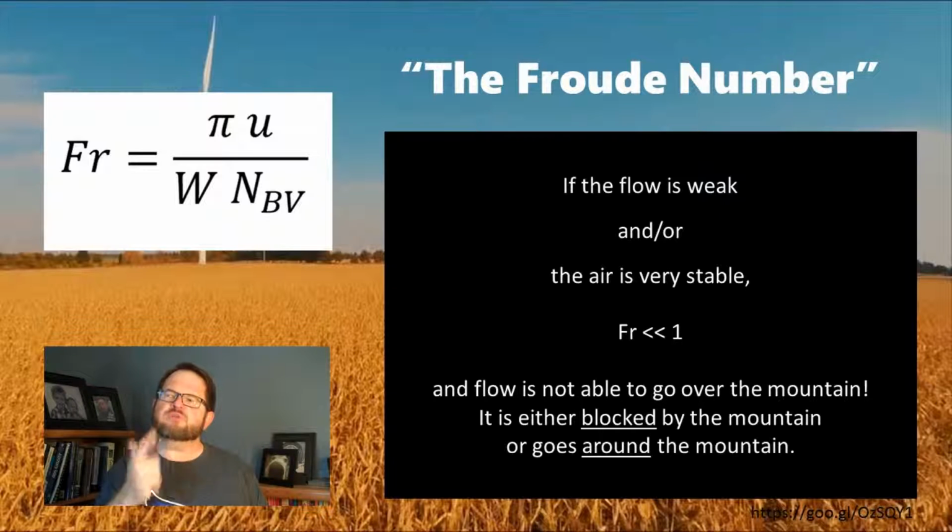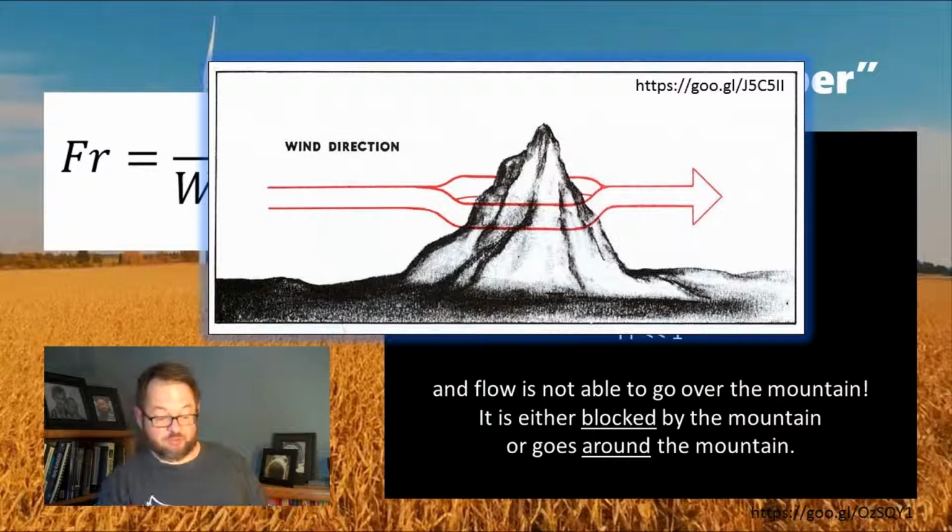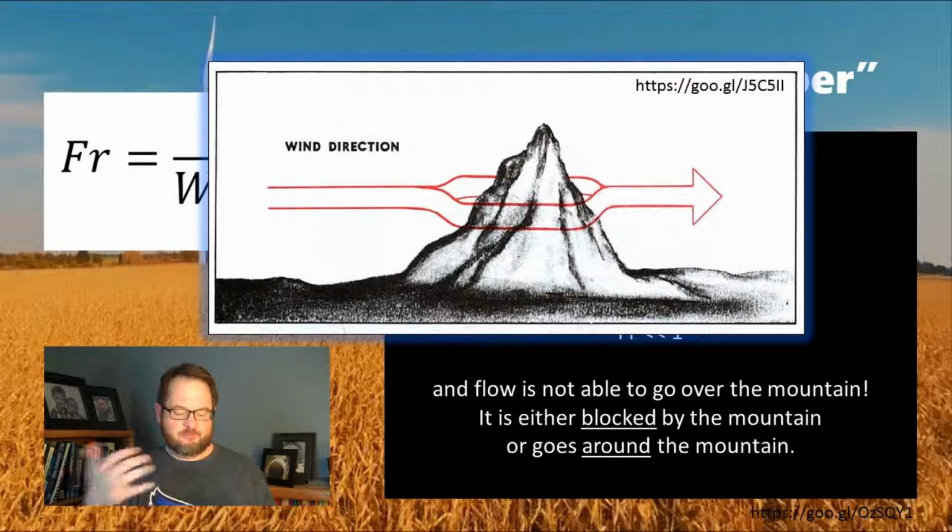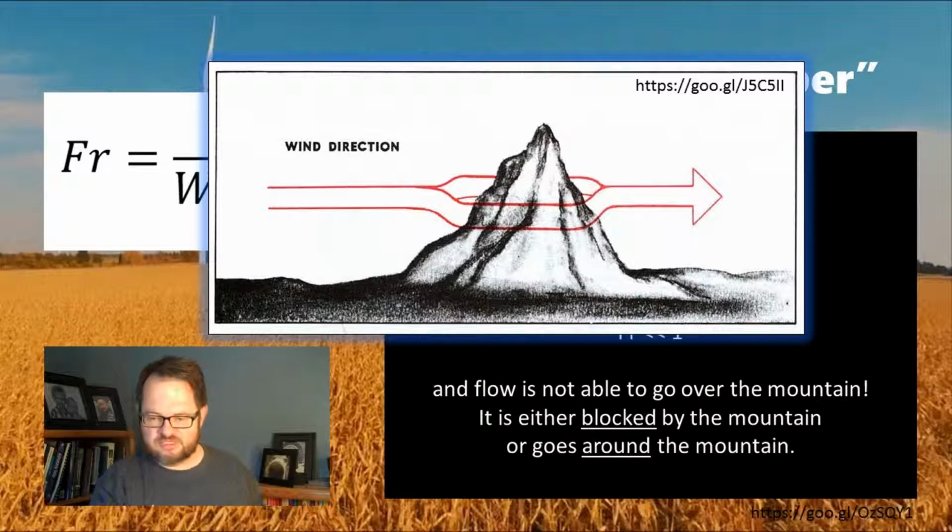So if the Froude number is really small, and the Froude number is something we can compute based on observations, the air won't be able to go over the mountain. It might be able to go around the mountain, like we see in this picture right here, or it might get backed up. The word we use is blocked. The flow won't be able to go over the mountain and will be stuck on one side of the mountain. We'll see examples of that. But no matter what, it can't go over the mountain if the Froude number is very, very small.